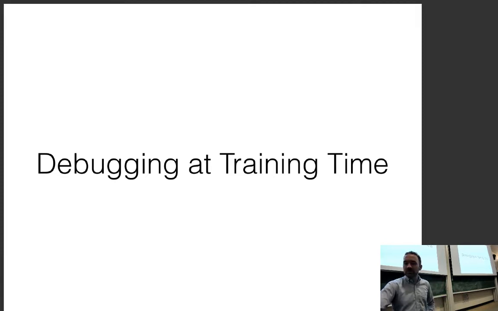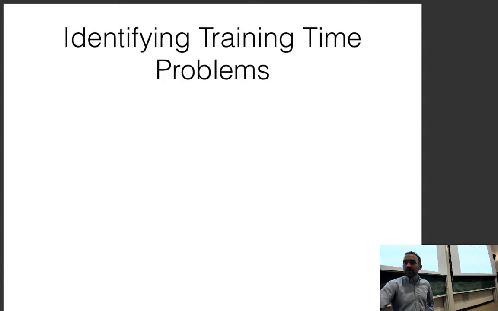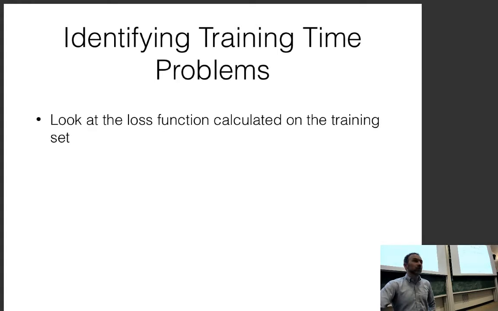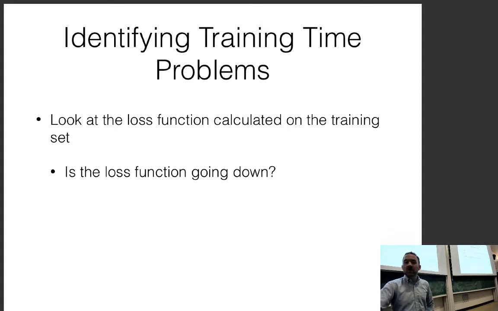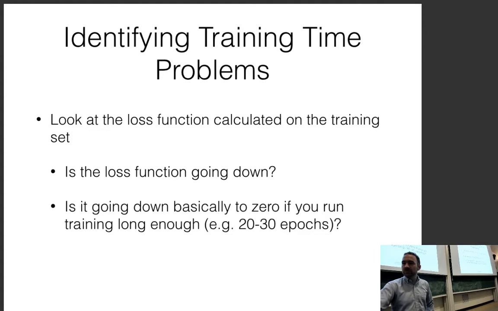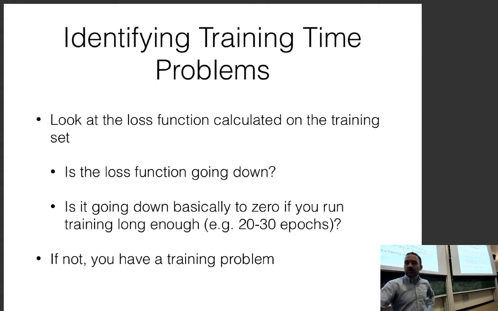The first one, as I said, was training time problems. So how do we identify training time problems? Basically, training time, if you remember, is trying to decrease our loss function. That's the whole goal of training. It's not trying to optimize accuracy. It's not trying to generate nice outputs. It's trying to minimize our loss. So what we can do is look at the loss function calculated on the training set. We don't even need to look at the development set and say, is the loss function going down? And especially, is it going down basically to 0 if we run training for long enough on a small data set? And if not, you have a training problem.